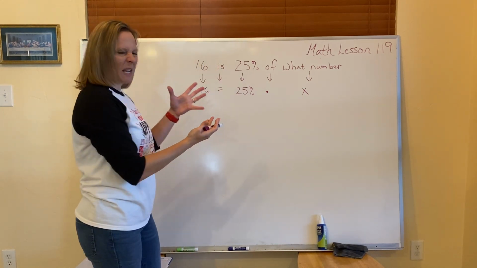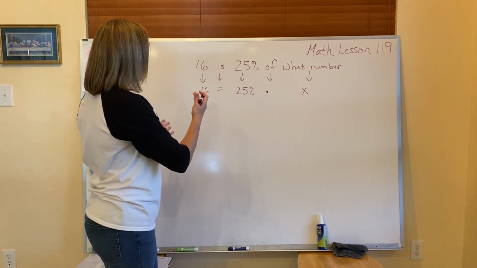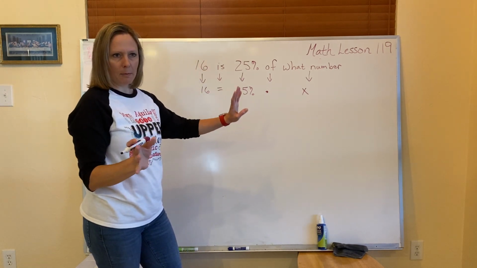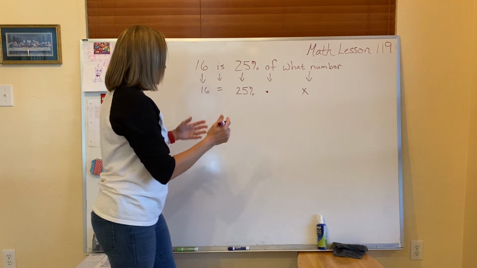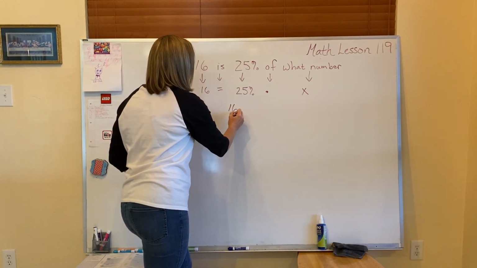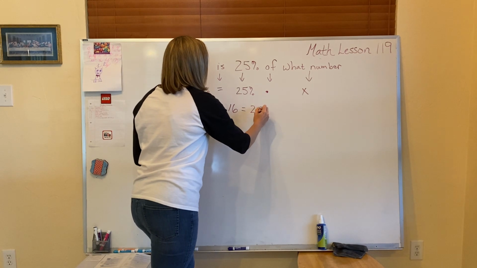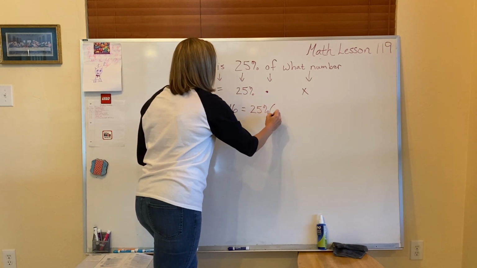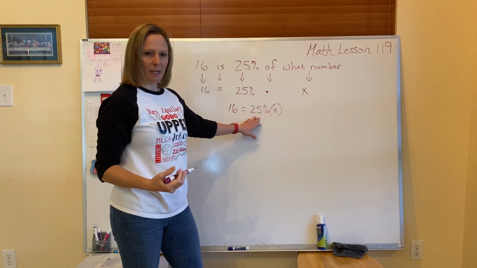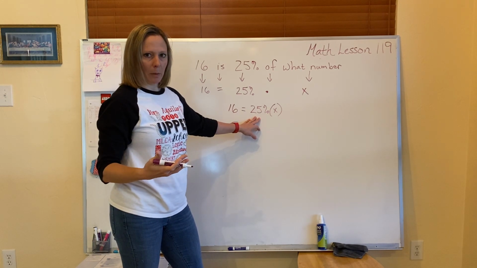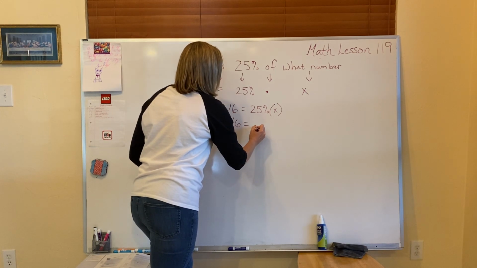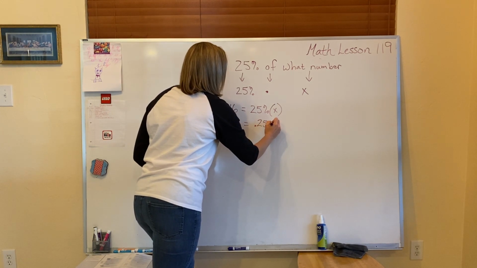So we have the same problem, right? Except this time we've just flipped the variable to the other side of the equal sign. It doesn't matter, it's the same concept. So let's write it out all together. 16 is equal to 25% times x. Okay, we can't really do anything with a percent. We have to change it to a decimal number, which would be 16 is equal to 25 hundredths times x.